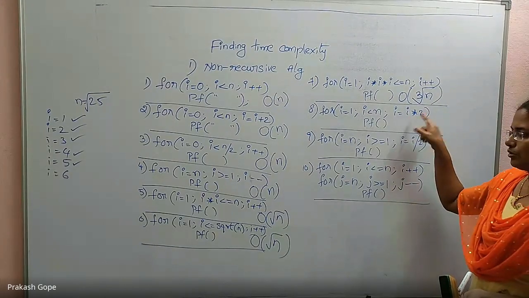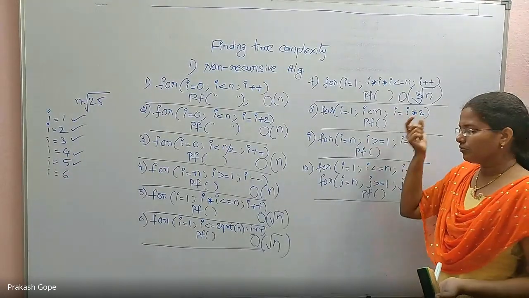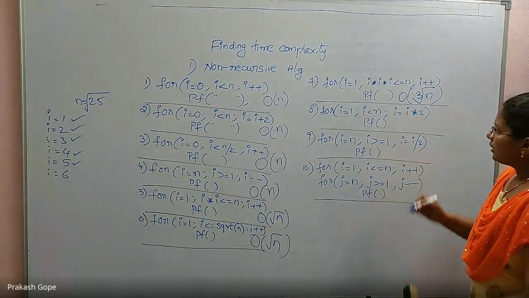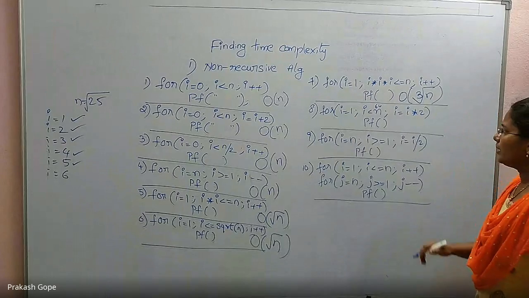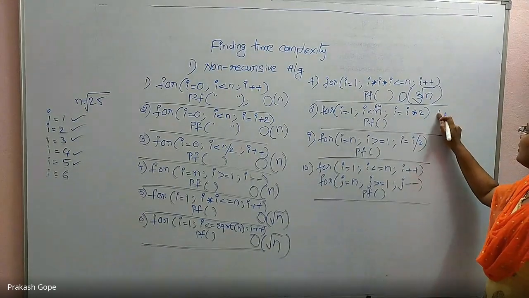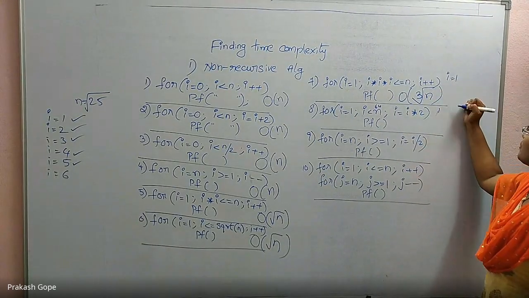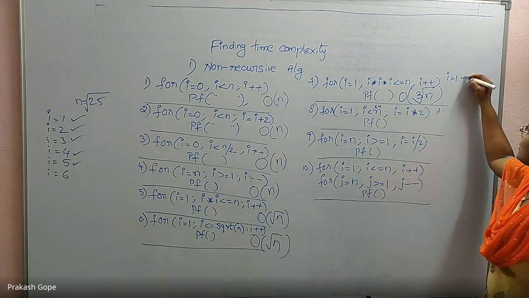Log n. Whenever you have a doubt, you just give values for n and then verify. Let me take, for example, 64. For i = i * 2, i starts from 1. 1 is less than or equal to 64, okay.